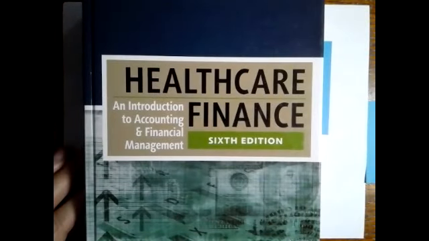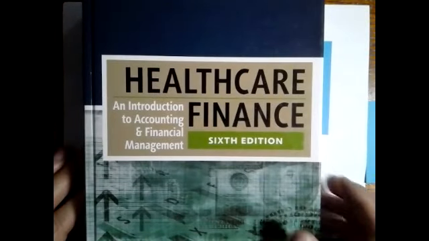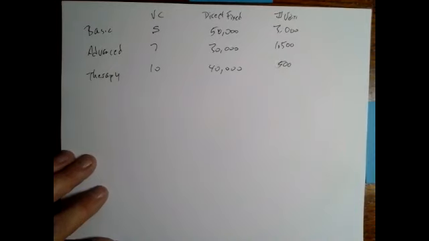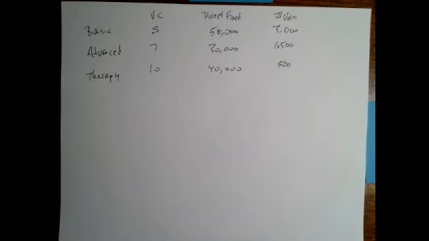This video will work through problem 7.2 from Gapenski's Healthcare Finance, 6th edition. So in 7.2, we're presented with an audiology clinic that has 3 services along with their cost and utilization.